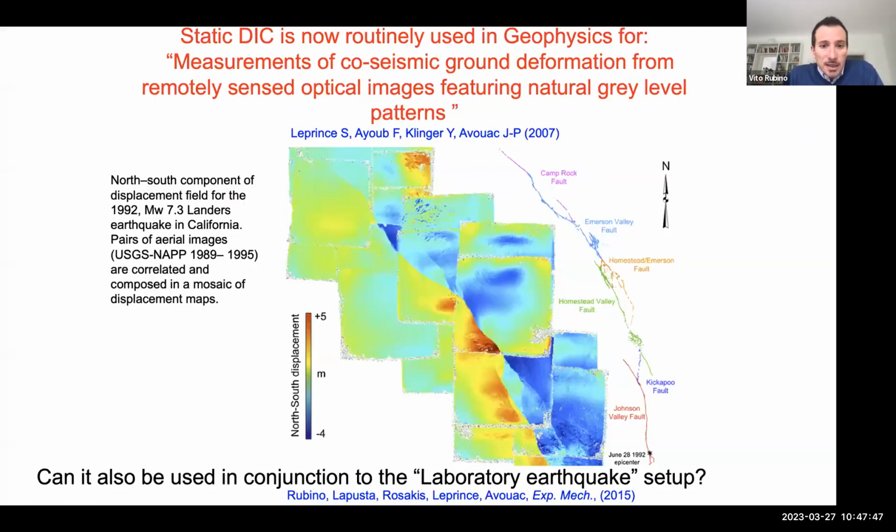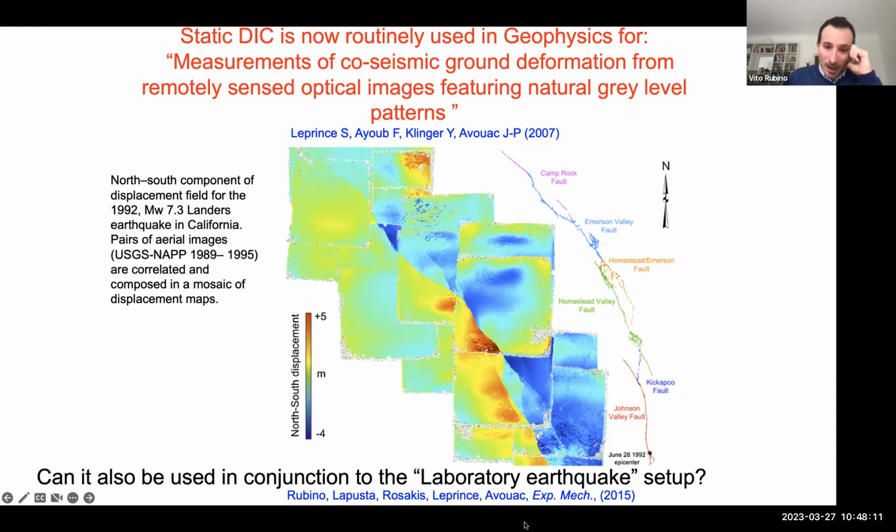Now, just as a curiosity, as a side note, the reason we started off with this type of research is because people use digital image correlation to observe earthquakes from satellite images. They normally do it with images taken just before and after an earthquake, because it's difficult to take images during.